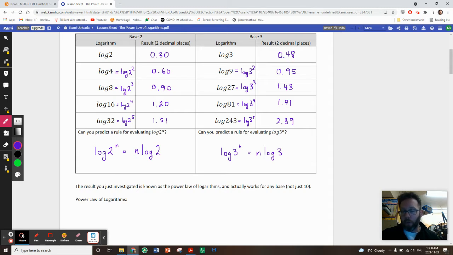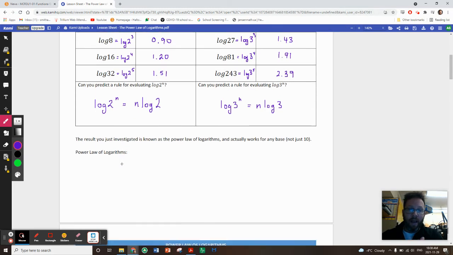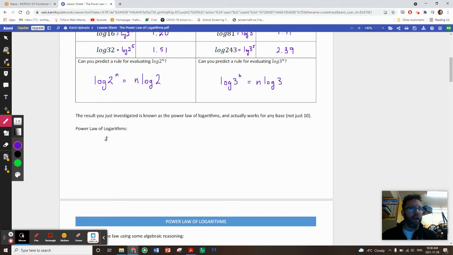This rule worked with the base of 2, and it works with the base of 3, and it actually works for any base. Here we use the common logarithm, log base 10. This rule actually works with any base. And so right now, we're going to state this in its most general form, and then we're actually going to prove it.